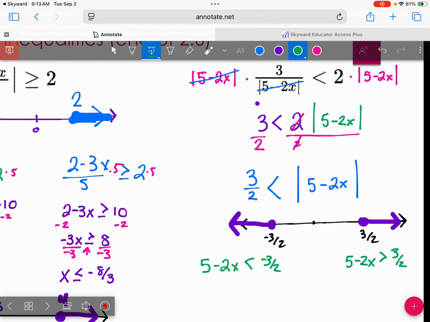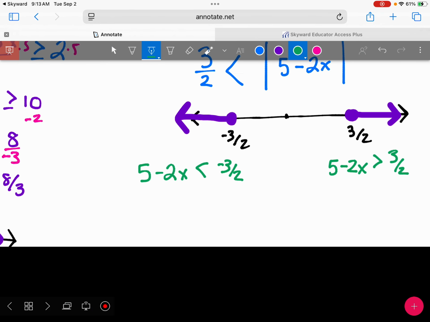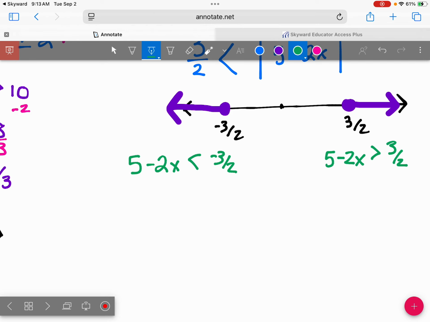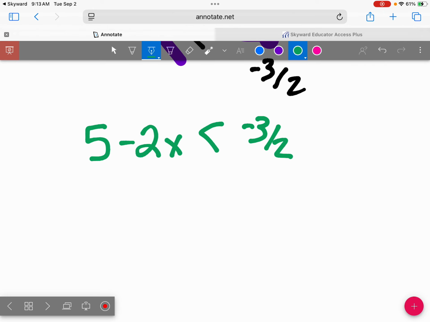Okay, so be really, really careful with these ones. The book loves to play tricksy games like putting stuff in weird orders. I love to play those kinds of weird games. So let's get these all the way down into our intervals. Because what do we need to do on this one? Subtract 5. So we get -2x is less than, what is -3/2 minus 5?